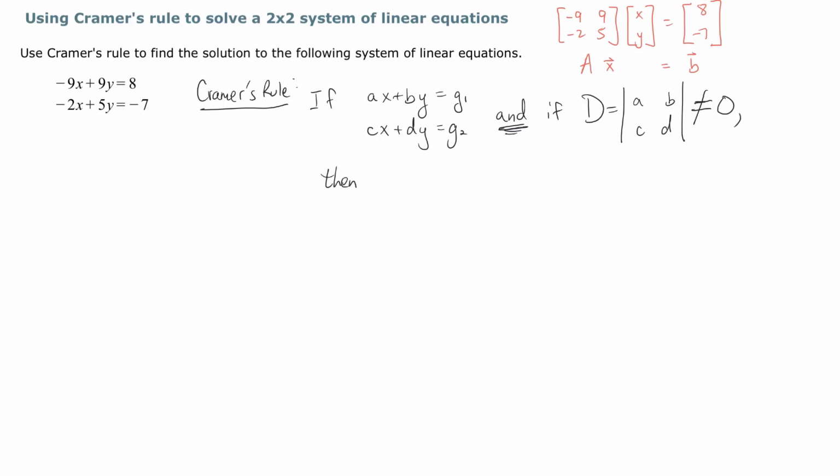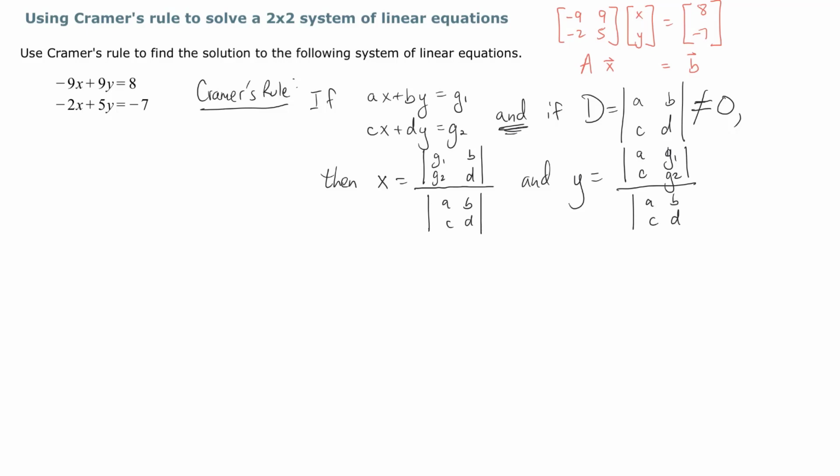Then we could actually get x is going to be equal to G1, G2, B, D, the determinant of that array, over D. But what's D? D is A, B, C, D, a determinant of that array. And y is equal to A, C, G1, G2 over A, B, C, D.